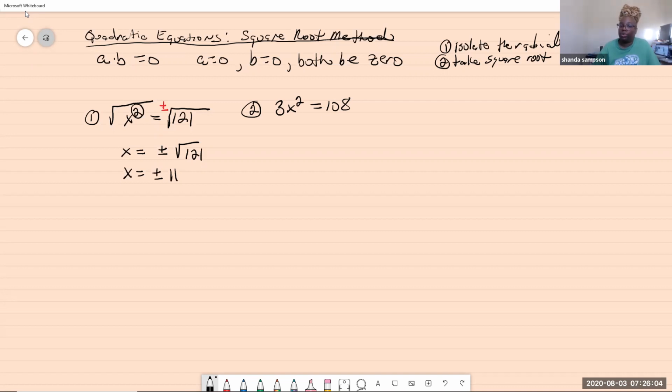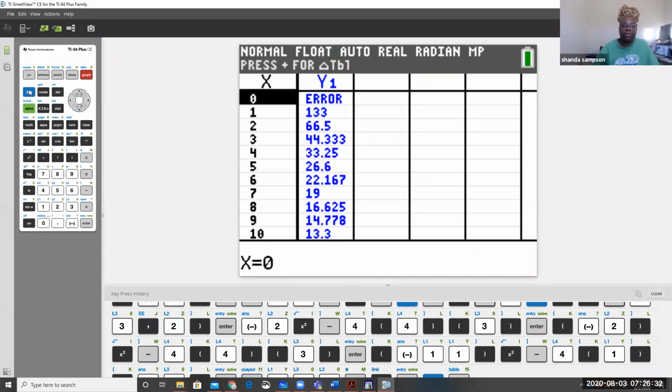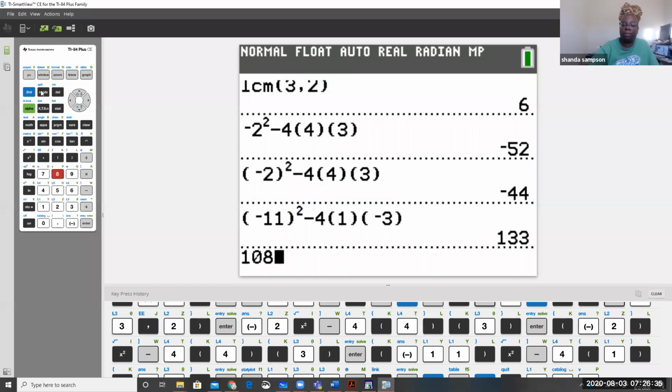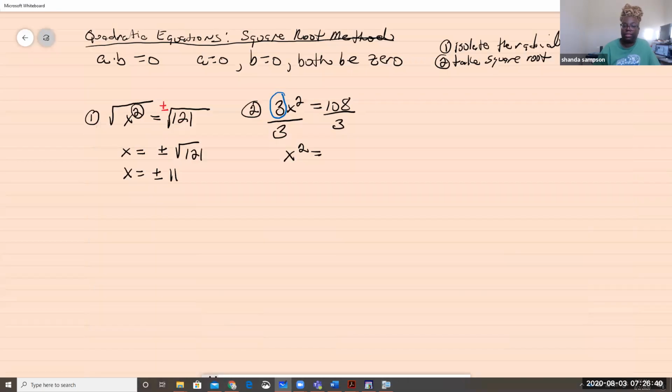In this case, the square is not by itself, meaning just x squared. What's keeping it from being isolated? The 3. You need to get rid of that by dividing by 3. Then you're left with x squared equal to 108 divided by 3. I could do it in my head, but I'll use the calculator to double check. 108 divided by 3 is 36. Always feel free to pop up that calculator.